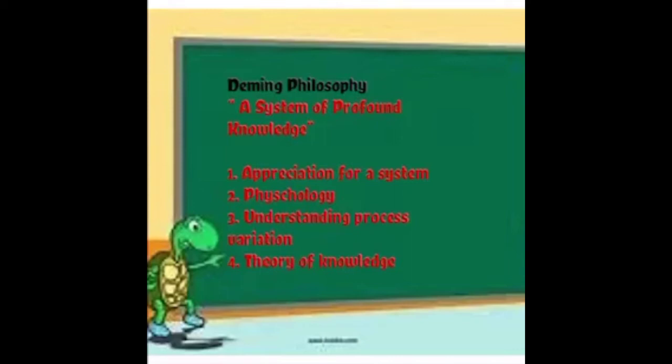Appreciation for a system. A system is a set of functions or activities within an organization that work together to achieve organizational goals. Psychology. The designers and implementers of decisions are people, hence understanding their psychology is important. Understanding process variation. A production process contains many sources of variation. Theory of knowledge. Management decisions should be driven by facts, data, and justifiable theories.